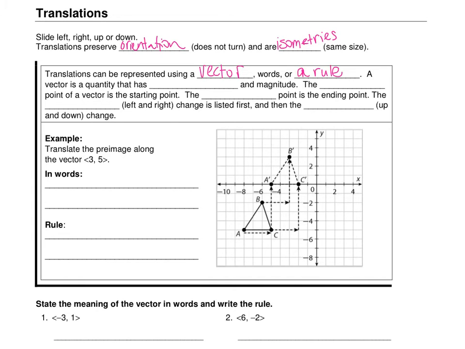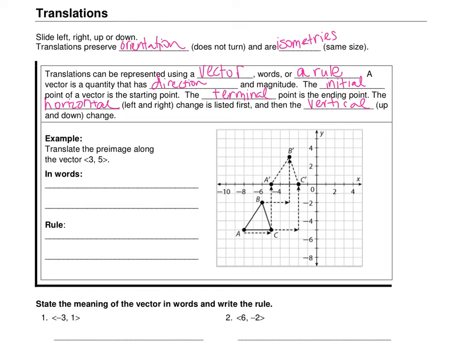And a vector is a quantity that has direction and magnitude. So it tells you the direction of where it's going, plus it will tell you how far you would need to move. The initial point of the vector is the starting point. The terminal point is the ending point of our vector. So when we shift our figure left or right, we're moving it horizontally, so it's a horizontal change. And just like when we write a coordinate, that will go first because that's our horizontal difference. And then the vertical, so up and down change, will go second.